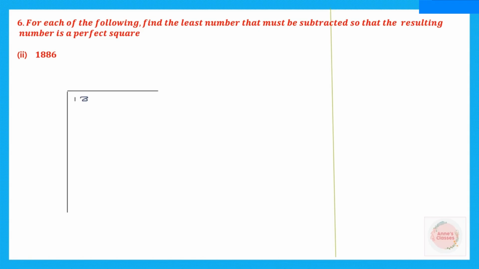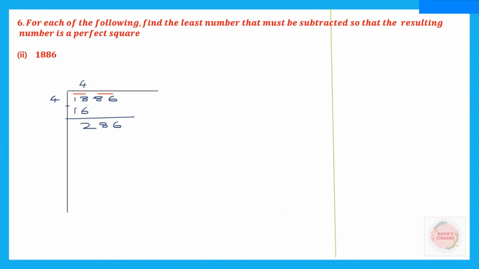So 1886. Now let's begin the pairing from here to here, and now we have two pairs. Now let's think of a number whose square will give us a number close to 18. How about 4? 4 fours are 16, minus, we have 2. So bring down the next pair, 286. Now our number becomes 286.